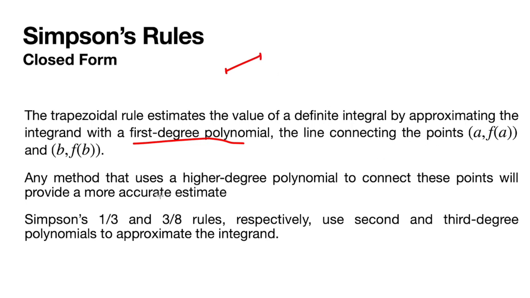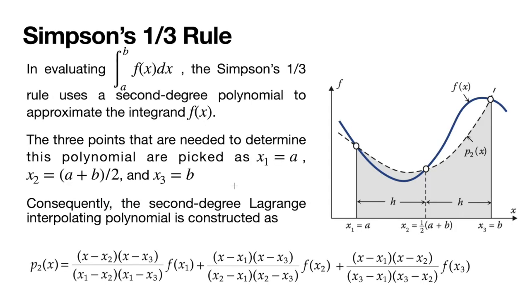Any method that uses a higher degree to connect these points will provide a more accurate result. So Simpson's 1 by 3 and 3 by 8 rules respectively use second and third degree polynomials to approximate the integrand. Simpson's 1 by 3 rule will use second degree polynomials, and this one will use third degree polynomials. It gets quite complex if we want to see how it is calculated.